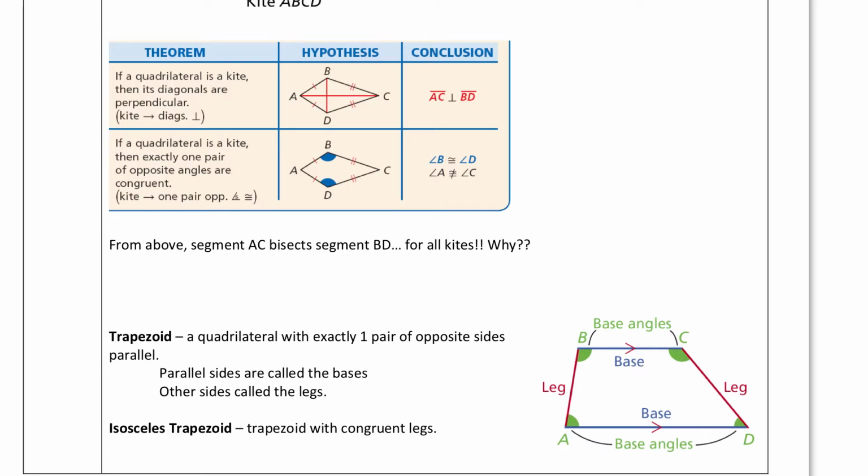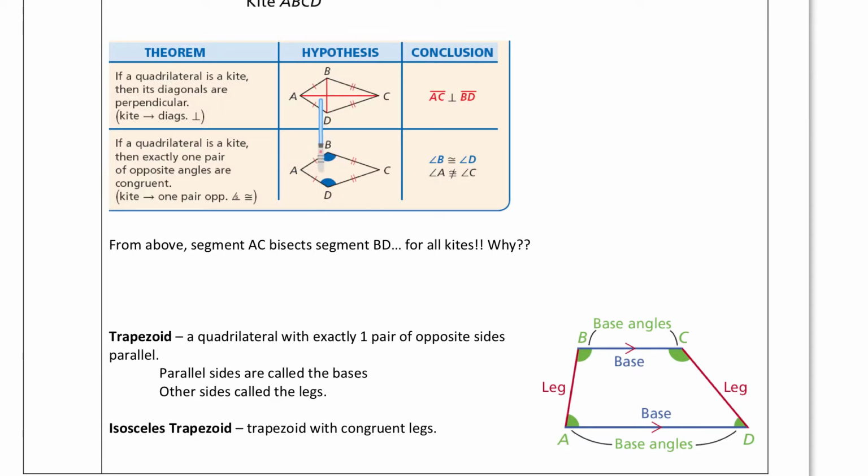Okay, again, over here, AC bisects segment BD, right? It'll bisect it right here, but BD will not bisect AC. So AC will always bisect BD, but not the other way around. So that's another little theorem we have: the diagonals are perpendicular, and AC will bisect BD.